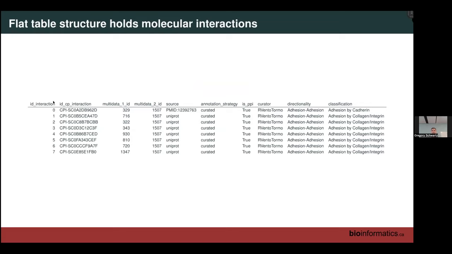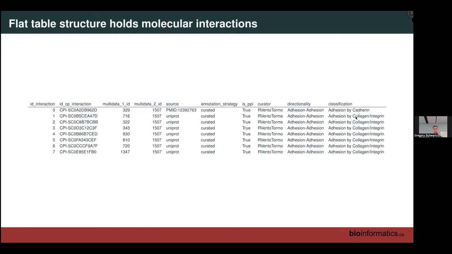So what does this database look like? Well, it comes in the form of several different spreadsheets. So for example, here's the interaction spreadsheet where it will have the numerical or string-based ID of that interaction. It will have the sender molecule and the receiver molecule, these are again IDs, along with the source, so what data set it came from, UniProt, or maybe it came from some publication. It said whether it was manually curated or not, whether it's a protein-protein interaction. It also will say what kind of communication it is, for example, the adhesion by collagen.